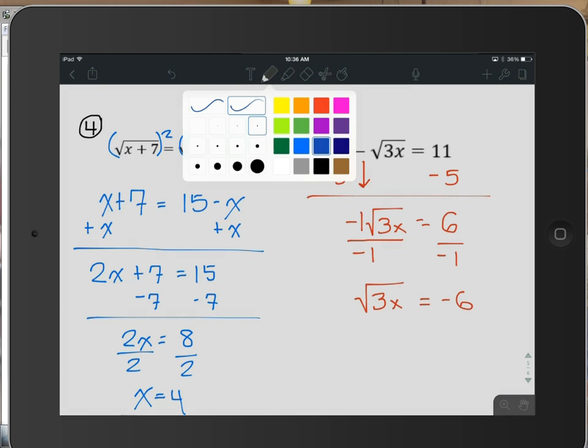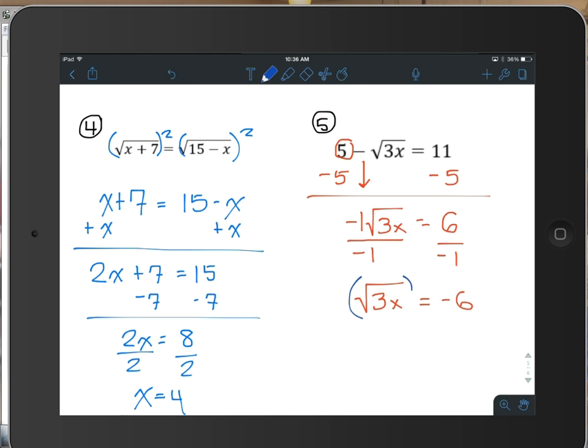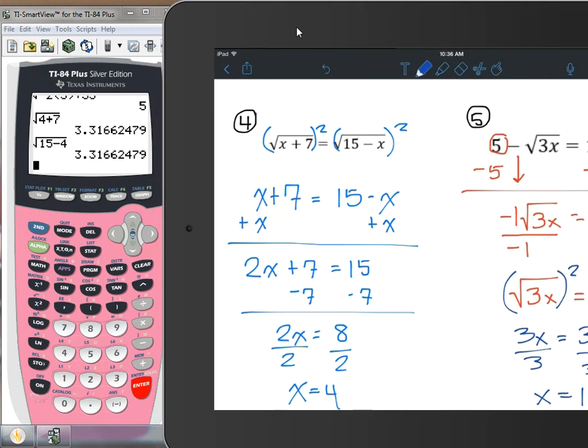Okay, so at this point, we would want to square both sides. And we're going to get 3x equaling 36. Divide both sides by 3, and x equals 12. Do your mandatory step of checking.